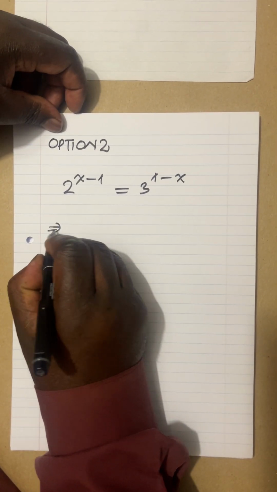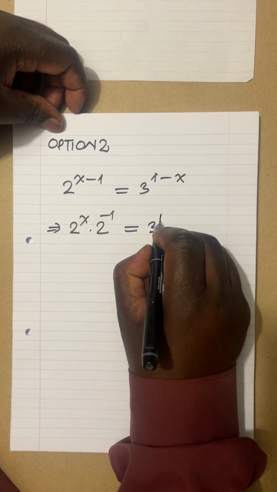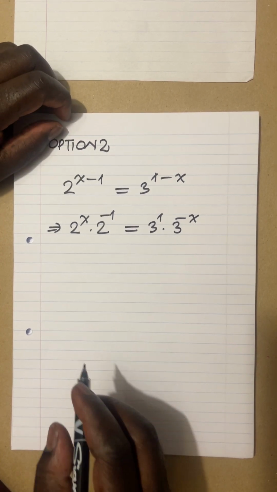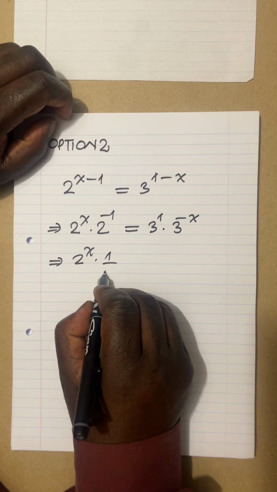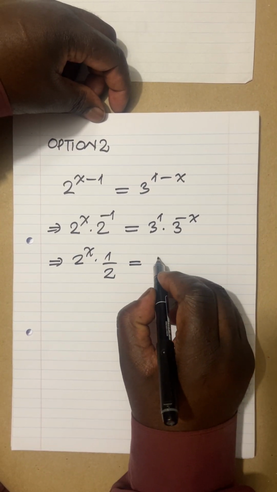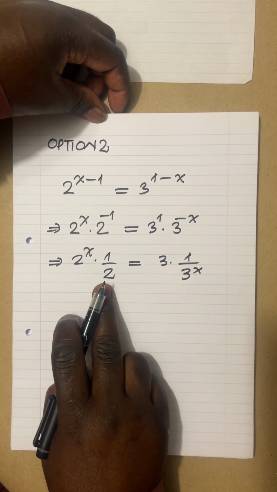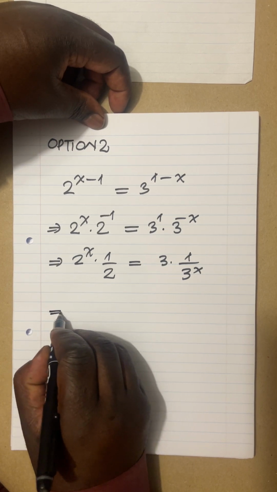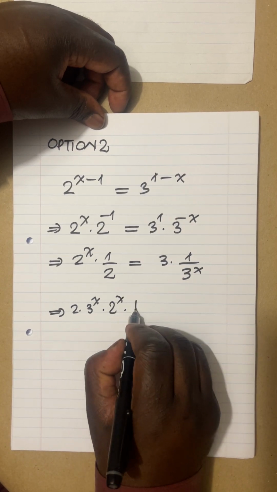The left hand side we have 2 power x times 2 power minus 1. The right hand side we have 3 power 1 times 3 power minus x. And rewriting this is 2 power x times 1 over 2 using the understanding of the negative exponent. On the right hand side we have 3 times 1 over 3 power x, multiply both sides by 2 times 3 power x. What you're going to get is the following. You're going to get 2 times 3 power x times 2 power x times 1 over 2.